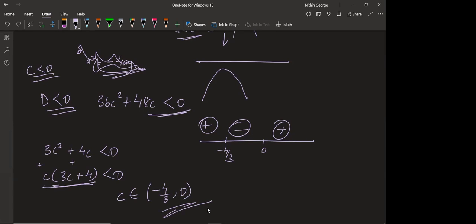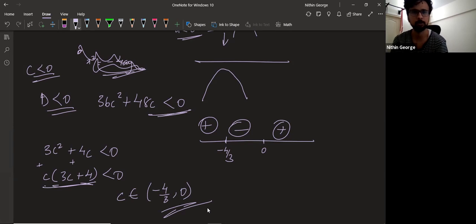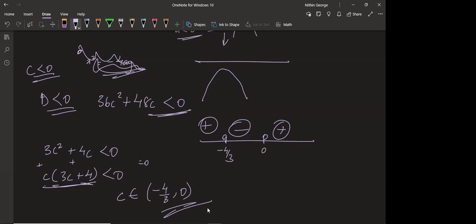Why are we taking those values over here, sir? It's a very common method. I take the equation to be equal to 0 and find the roots, and then mark them out. Roots are the places where the expression becomes 0, so there is a possibility that it can change sign. Yes, sir, that part I understood.